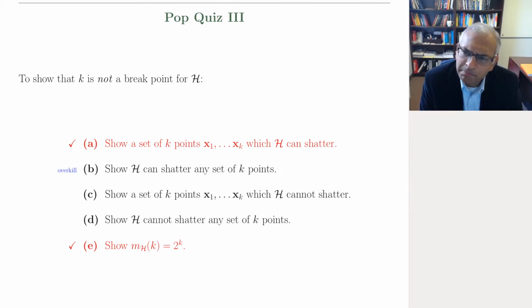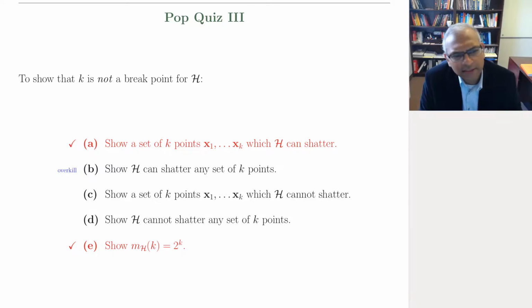Now if you said B, technically you're not wrong, it's just that it's overkill. You don't need to show such a strong statement that you can shatter any set of K points. So that's not required for K to not be a breakpoint. All that's required is that you have to be able to shatter at least one set of K points.